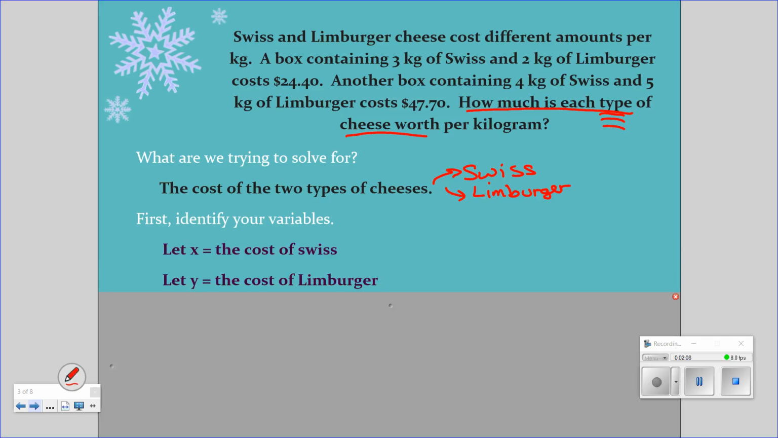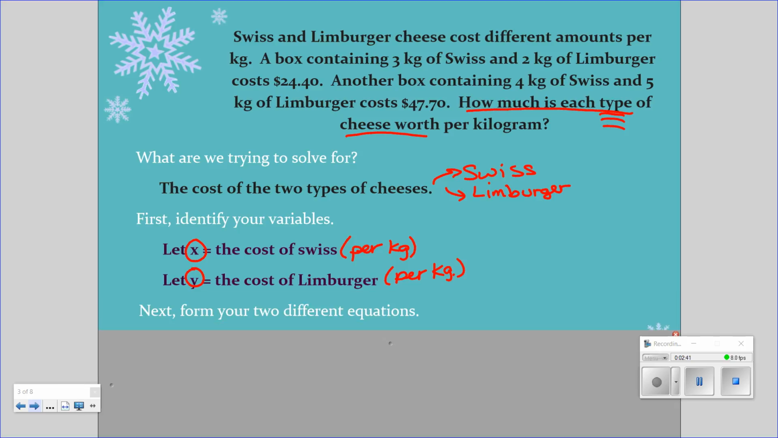So we're going to let x, and it doesn't matter which one you name, x or y, I'm going to name x as the cost of Swiss cheese per kilogram, and my y is going to be the cost of Limburger per kilogram. Once you've identified what your variables stand for, and you do need to do this before you write your equations, now we need to write two equations. We have two variables, so we need two equations to be able to solve for those and set up a system.